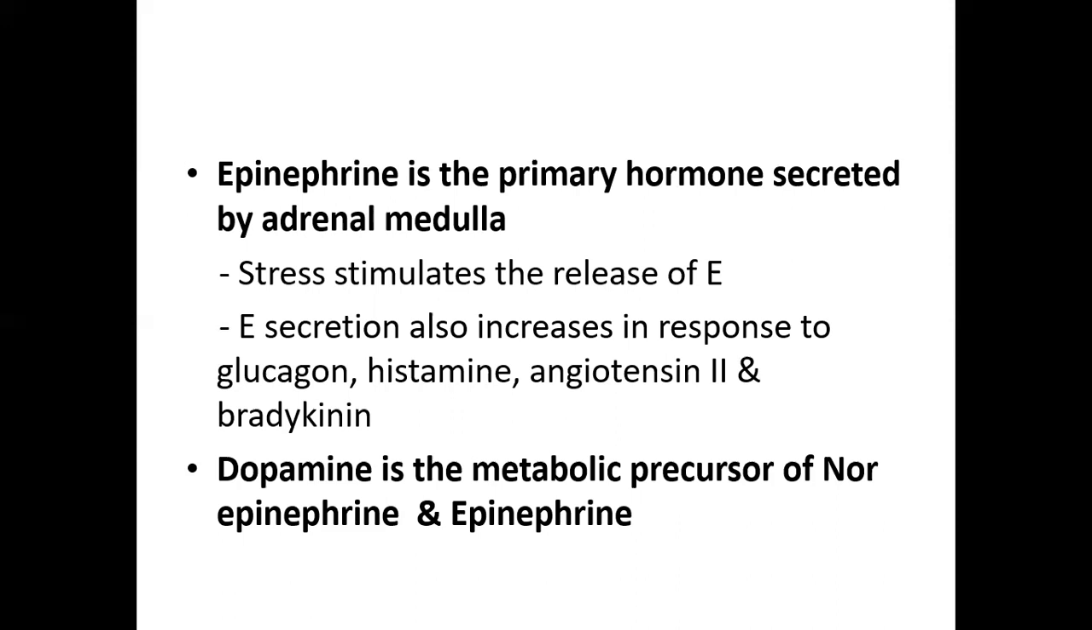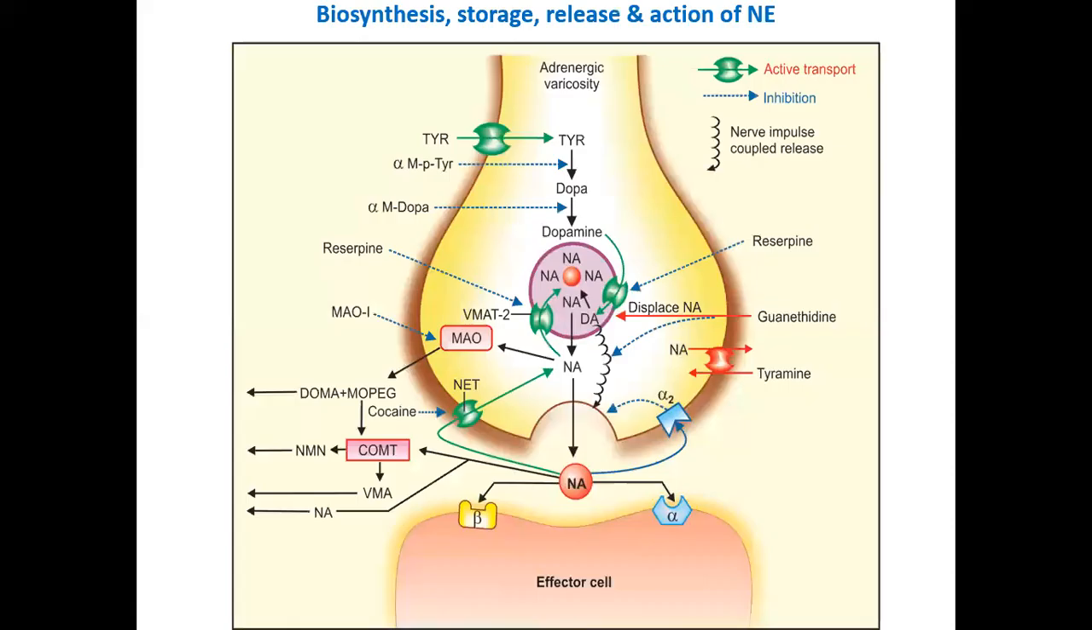Apart from that, epinephrine secretion is also increased in response to glucagon, histamine, angiotensin II, as well as bradykinin. And dopamine is the metabolic precursor of norepinephrine as well as epinephrine. So dopamine is the precursor of both epinephrine and norepinephrine.